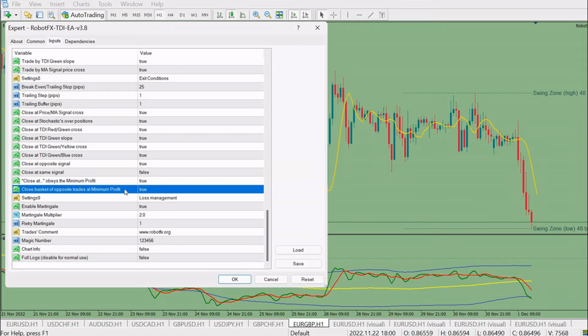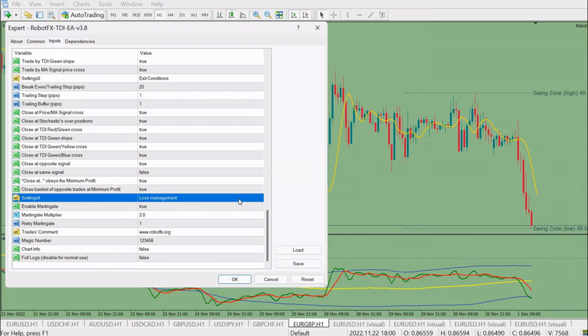And this is very useful if you have opposite trades, buys and sells on the same chart, like for example on trend changes, when there is a consolidation zone. You probably want the expert advisor to close those baskets of opposite trades and focus on the next trend, and then the expert advisor will do just so.